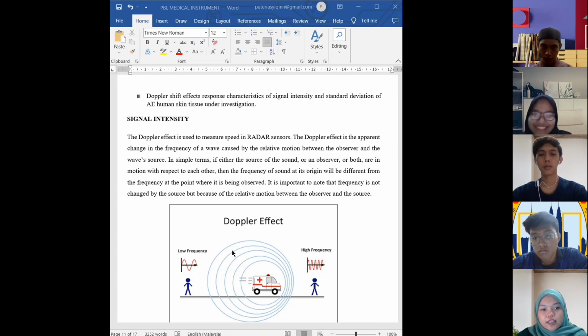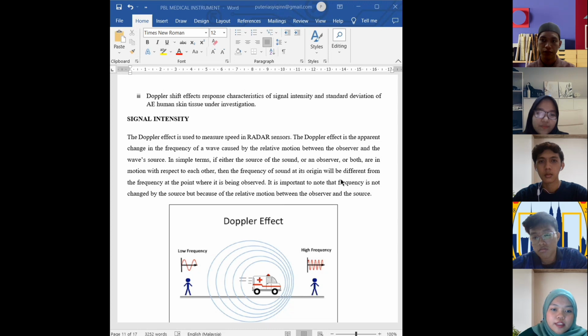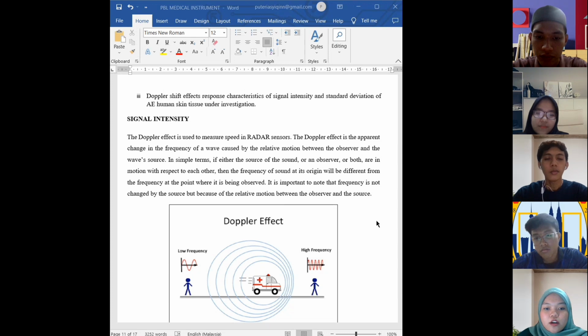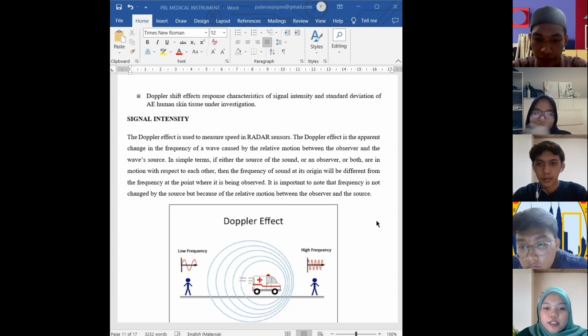First, for the signal intensity, the Doppler effect is used to measure speed in radar sensor. The Doppler effect is the apparent change in the frequency of wave caused by the relative motion between the observer and the wave source. In simple terms, if either the source of the sound or an observer or both are in motion with respect to each other, then the frequency of sound at its origin will be different from the frequency at the point where it is being observed.